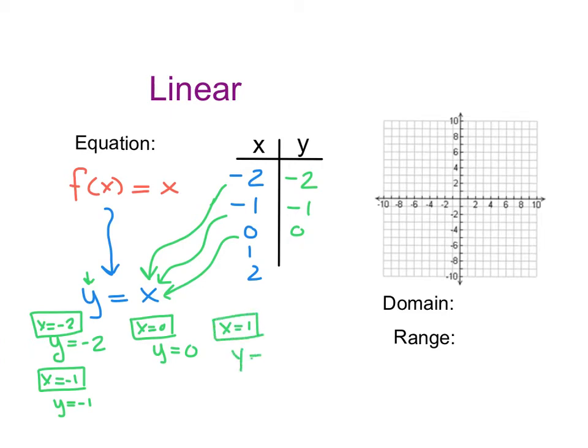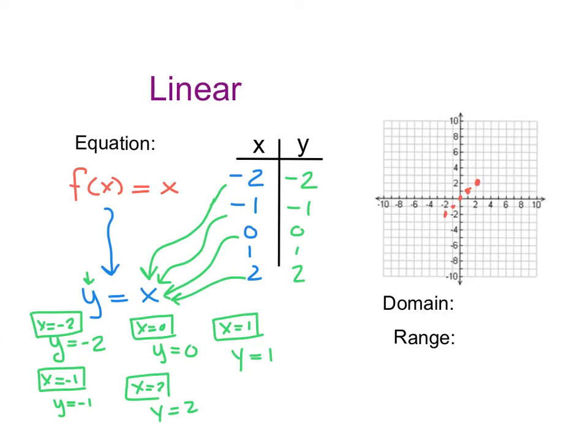So we have y equals, we put 1 in for x, 1. And then the last one, we have x is equal to 2. So we have y is equal to, and we plug 2 in, 2. So now we can go through and actually plot this graph. So we have x is negative 2, y is negative 2, x is negative 1, y is negative 1, x is 0, y is 0, x is 1, y is 1, and x is 2, y is 2.